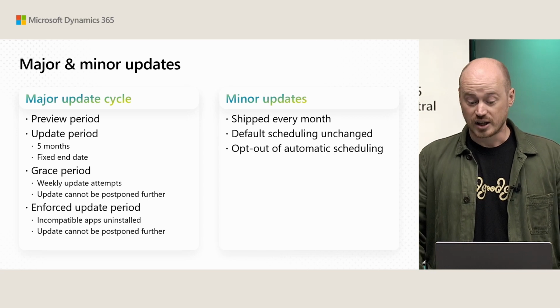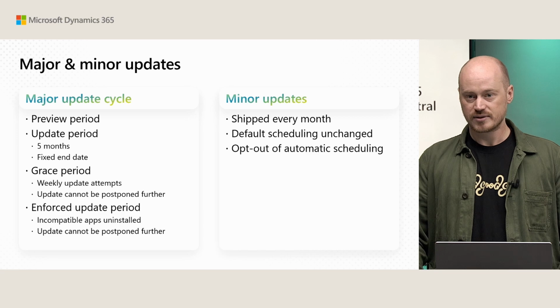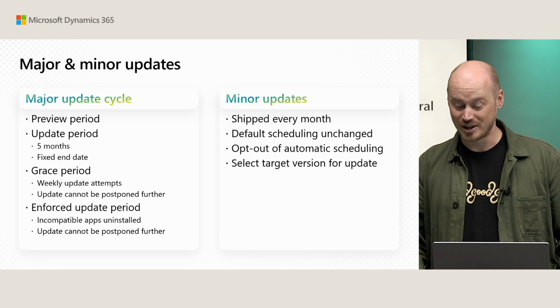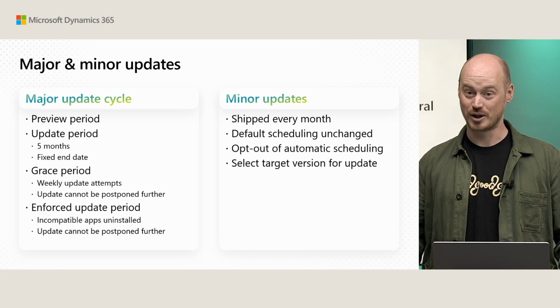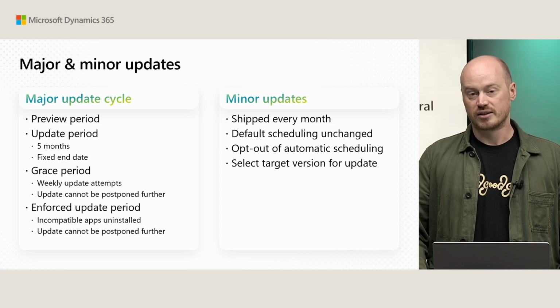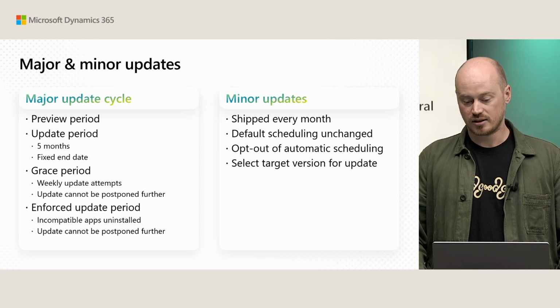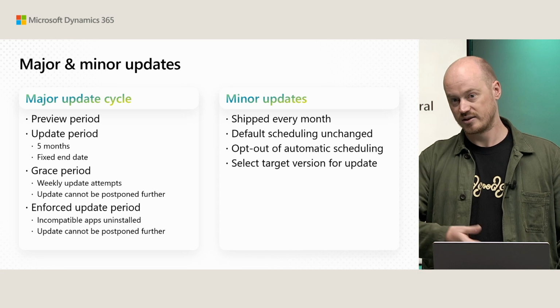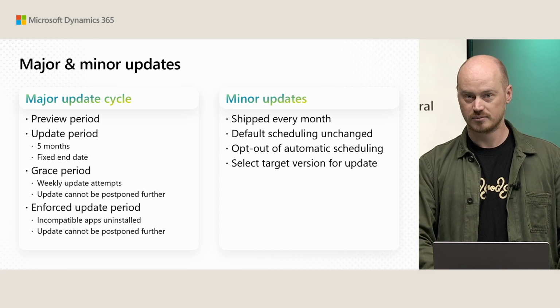Of course, you can now choose not to do these minor updates. So it's possible to skip minor updates and you can opt out of scheduling them automatically by scheduling an update to a later version before a minor update comes out. And that kind of goes into the fourth bullet here, where you can select a target version for an update. So if you're on, let's say, version 25.3 today, you can choose to update to version 26.3 next and skip any versions that are in between those two.